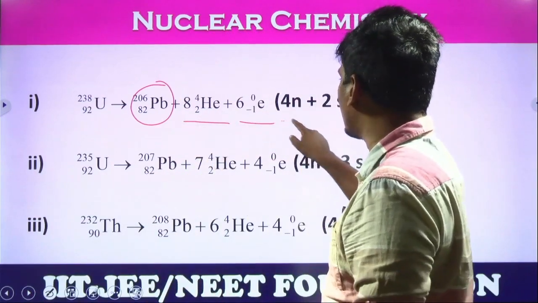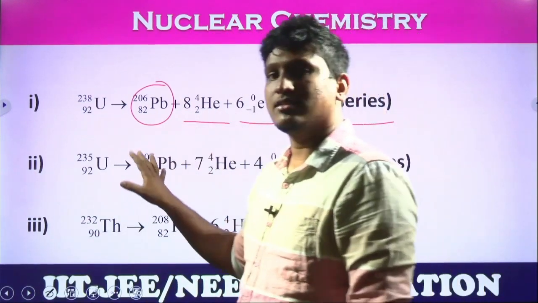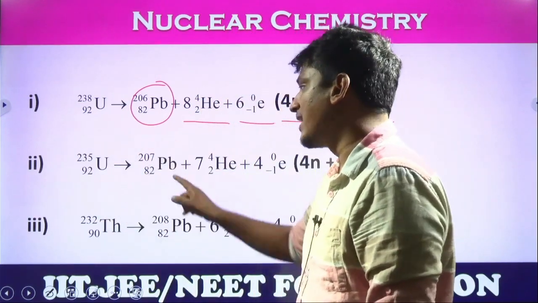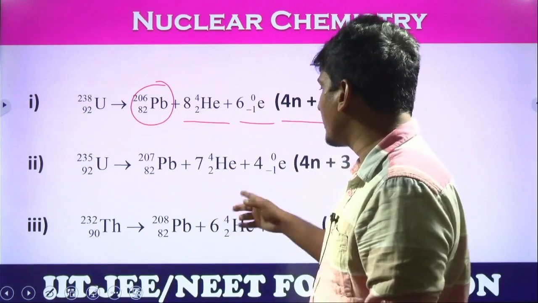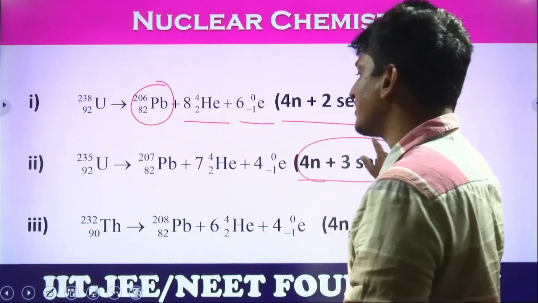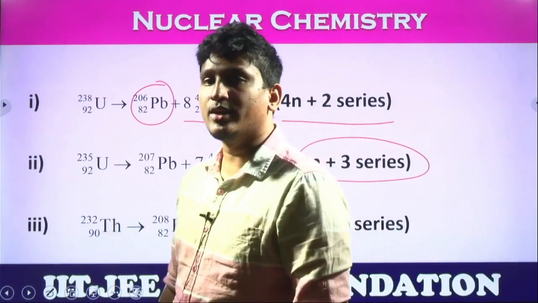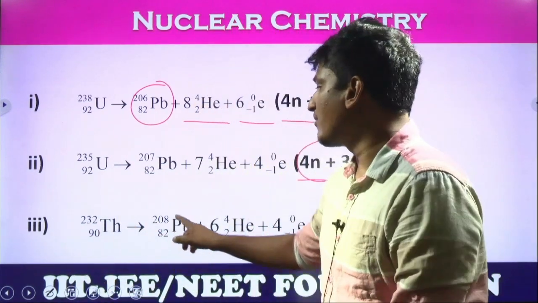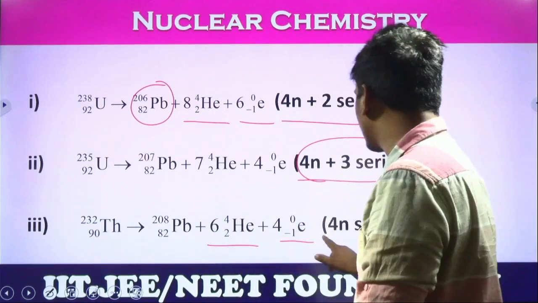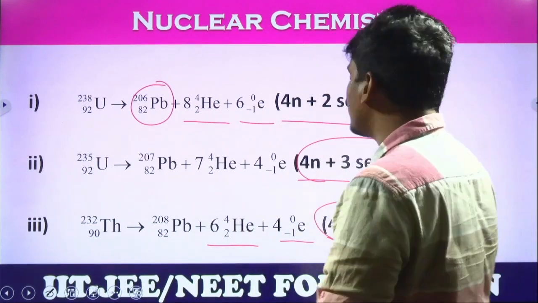And this series is called the 4n+2 series. Why is this called 4n+2? I'll explain, listen. Next, uranium-235 converts into lead with 7 alpha decays and 4 beta decays. This series is called the 4n+3 series. And finally, thorium-232 converts into lead with 6 alpha decays and 4 beta decays. This is called the 4n series. Why is this called the 4n series?